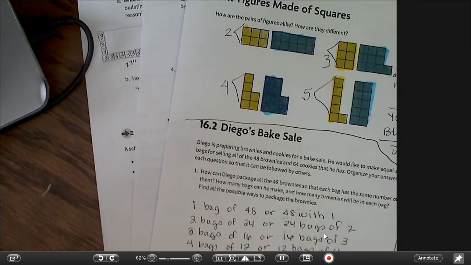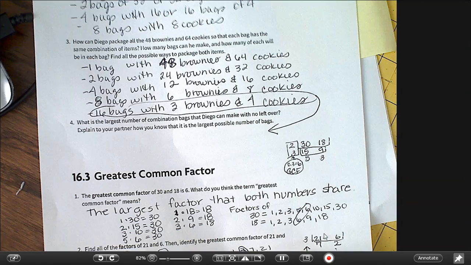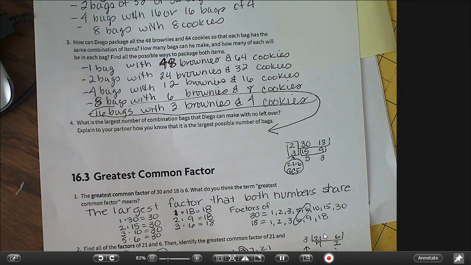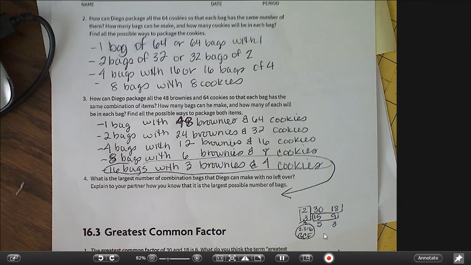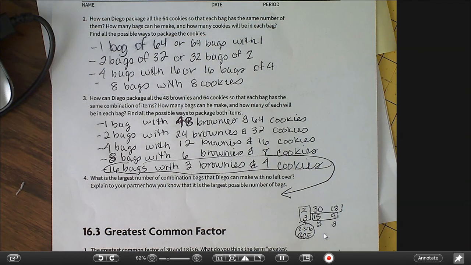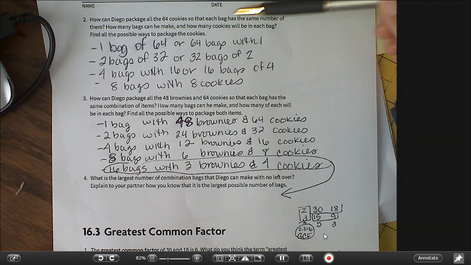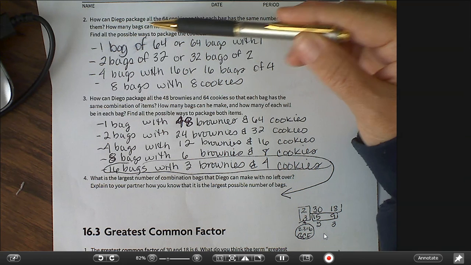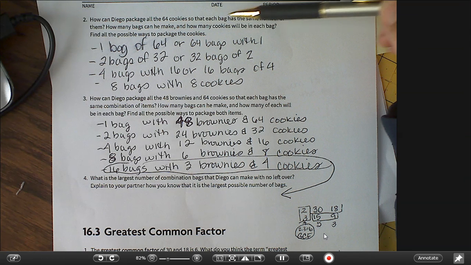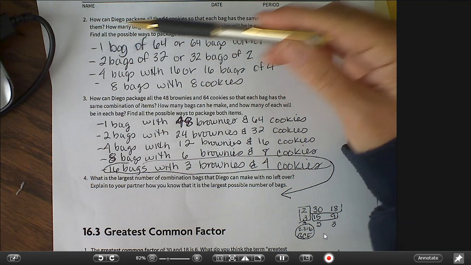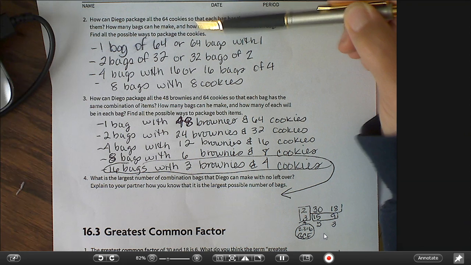Then we're going on to talk about the cookies in number 2. So then it says, how can Diego package all of the 64 cookies so that each bag has the same number of them? How many bags can he make? And how many cookies will be in each bag? Find all the possible ways to package the cookies.